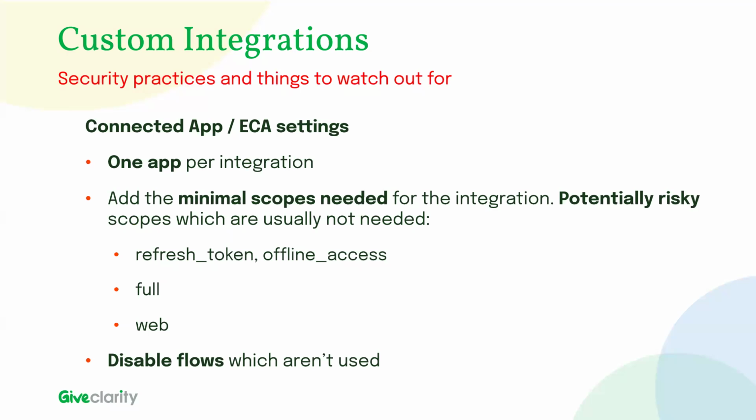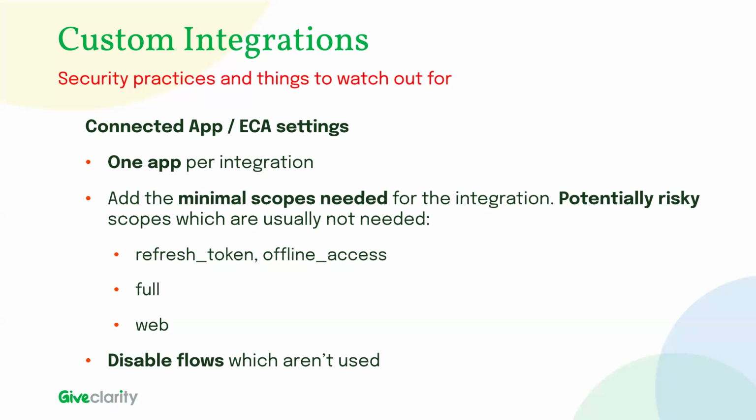So let's run through the main best practices which apply both to connected apps and to external client apps. Generally speaking, it's a good idea to have one external client app per integration. That makes it really clean that you've just got this single integration that connects through this app.